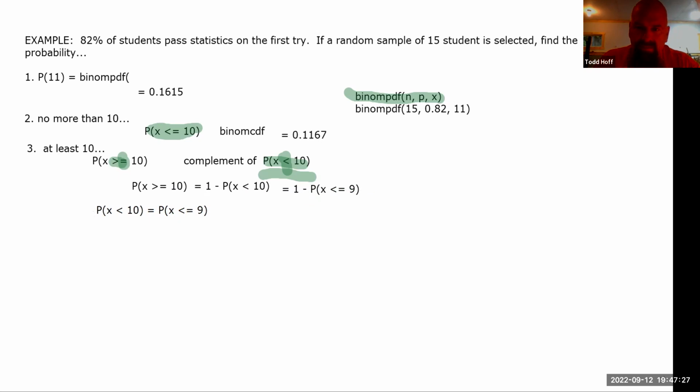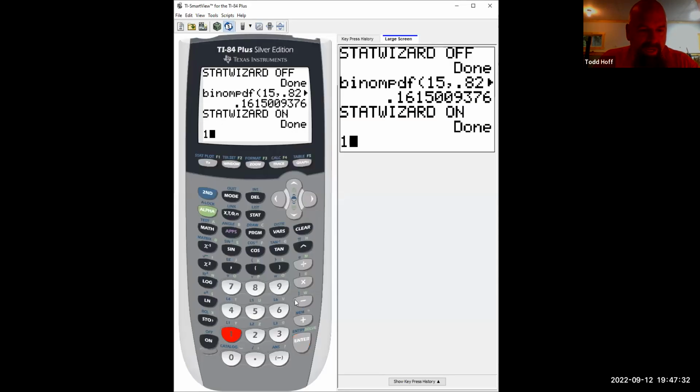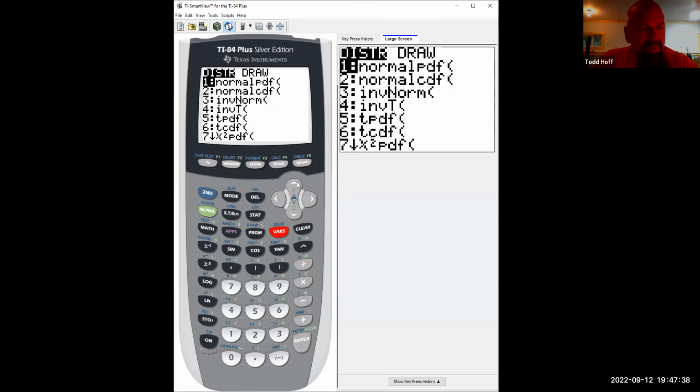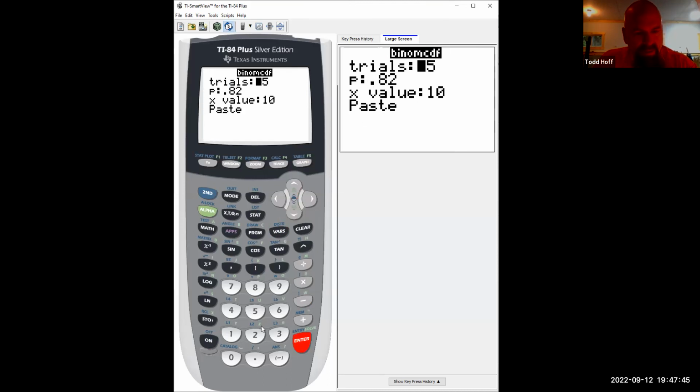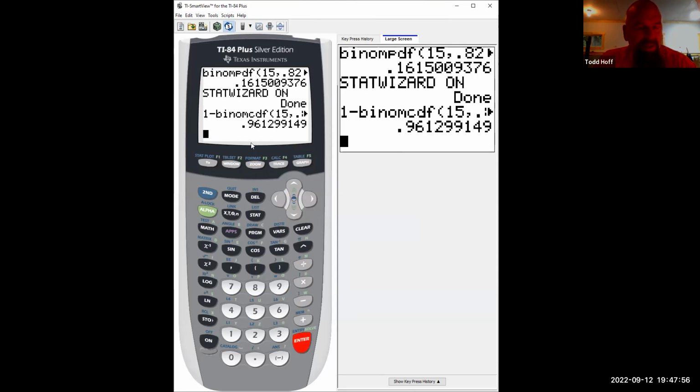So let's do that. I have to do 1 minus before I go to my distributions. I do second distribution, go to my binom CDF. 15 trials, probability of 0.82 of success. And I want to go up to 9. I'm subtracting out up to 9. Hit enter, and there I get 0.9613. That is my probability of at least 10.